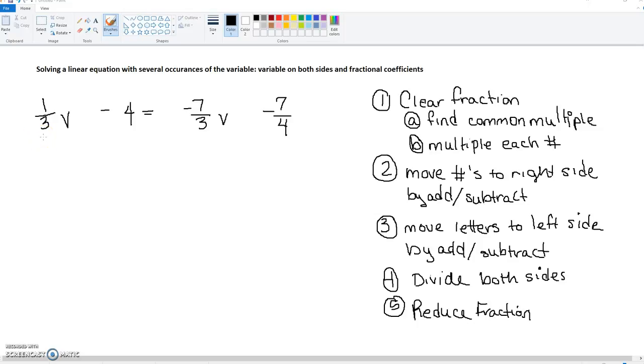And so what we want to do is look at our denominators. So in this case, we've got 3, 3, and 4. And we want to find a common multiple. Now in some cases you can see the common multiple between 3 and 4 would be 12, and so you could go ahead and multiply each number by 12. But let's say that you didn't see or can't figure out the common multiple.